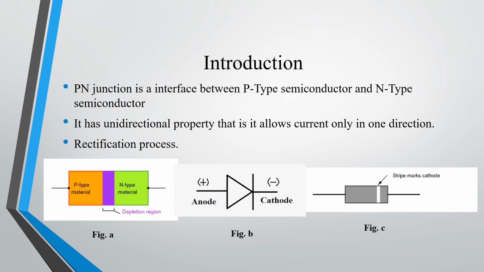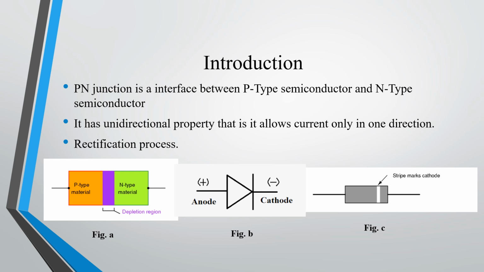Now here I have given three figures: figure A, figure B, and figure C. Figure A represents the block diagram representation. The left side represents the p-type material, that orange color denotes the p-type material, whereas the green color represents the n-type material. When they are sandwiched, it forms a depletion region. The width of the depletion region varies with biasing methods.